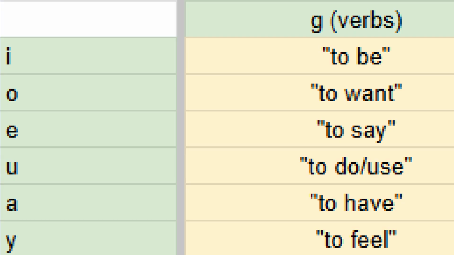G plus a vowel makes a root verb. Gi, go, ge, gu, ga, ga. Meaning be, want, say, do/use, have, and feel, respectively. But that's only 6 root verbs. You're gonna need way more than 6 verbs.